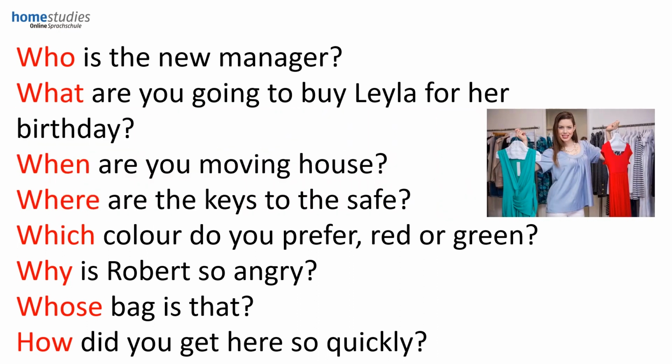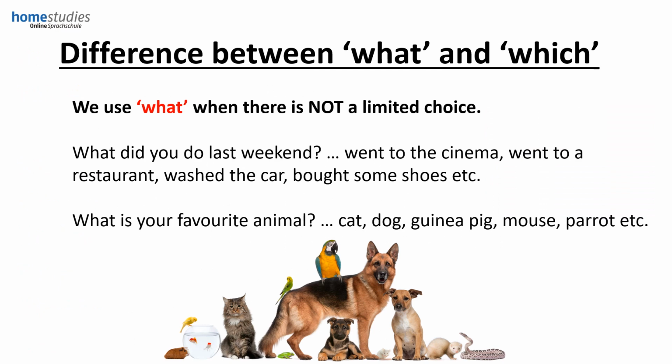Look at the picture. The lady has a decision to make. She has a choice, either the red dress or the green dress. So which is choice? Why is Robert so angry? Reason. Whose bag is that? Ownership. How did you get here so quickly? Way, manner.